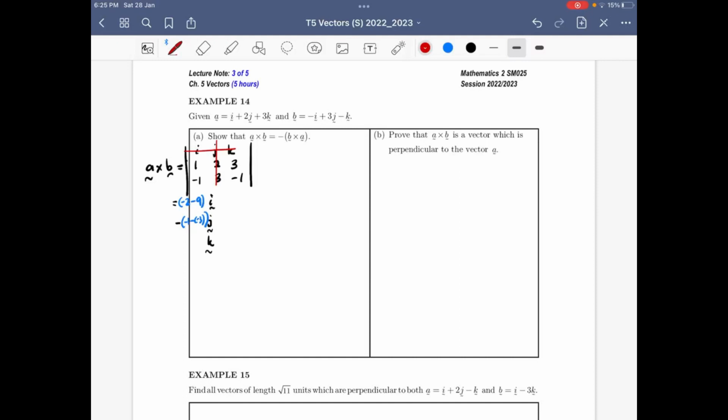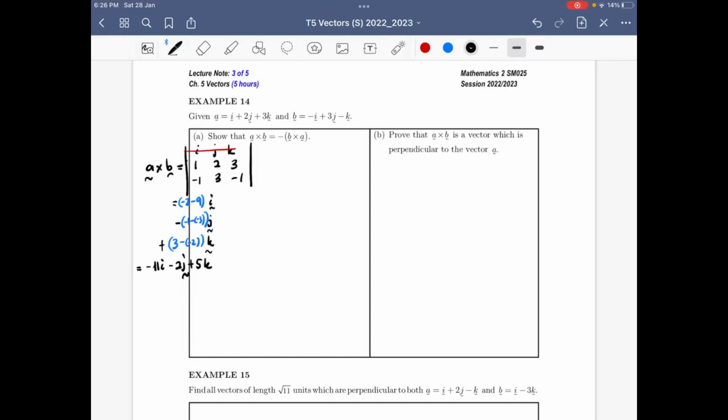And then for the k part, if you close the k part, you get 3 minus negative 2. Okay, and then it's plus sign here. Alright, and then we put everything in one line. You get negative 11i minus negative 1 plus 3, you get negative 2j, and then plus 5k.